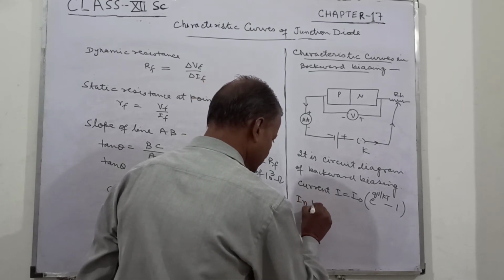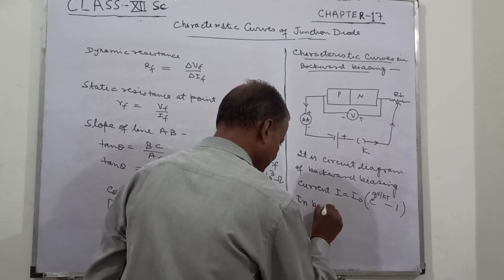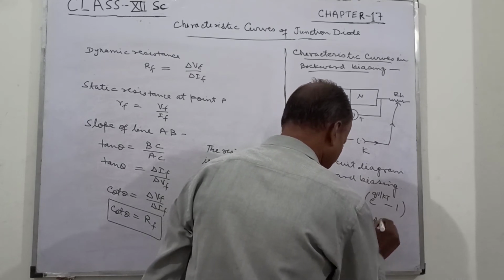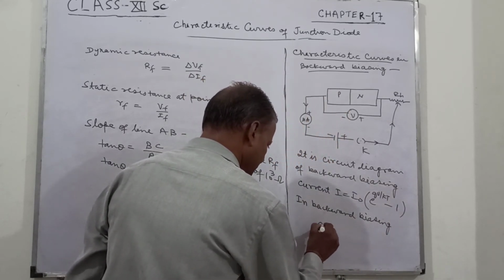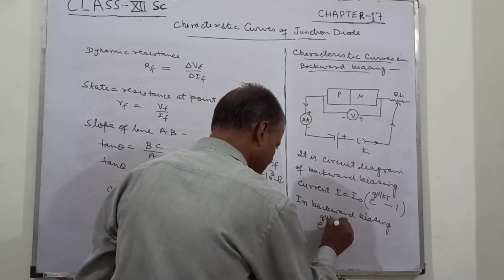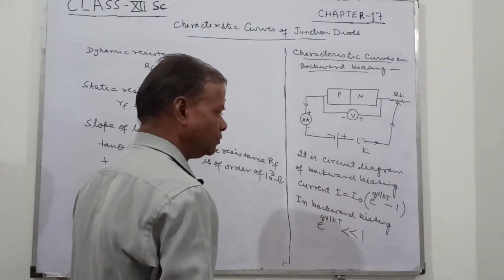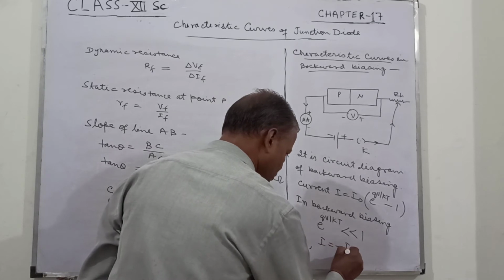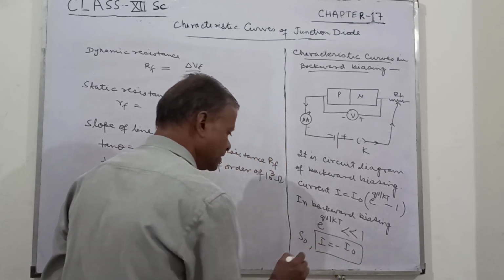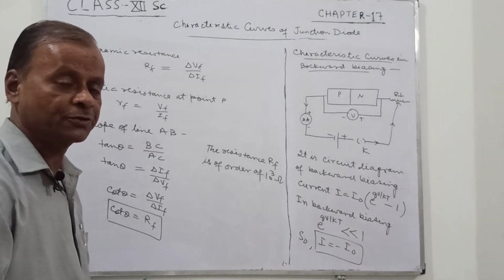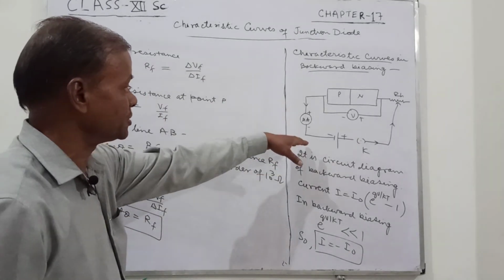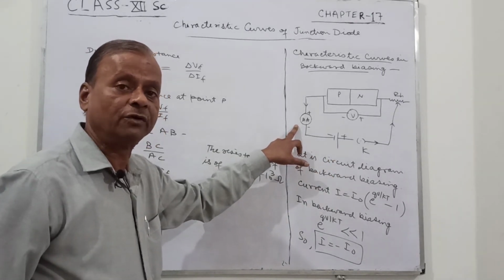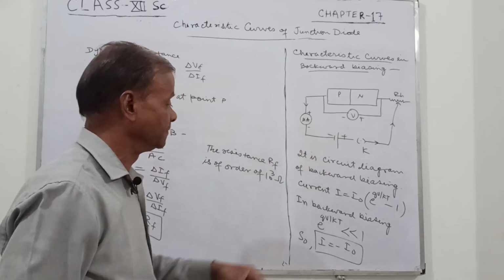In backward biasing, e to the power QV upon KT is very less than 1. So I equal to minus I naught. It means that initially the constant current flows, which is of very small magnitude, and the current in this is because of the minority carriers, because of that it is of order of microamperes. So we apply here a microammeter.